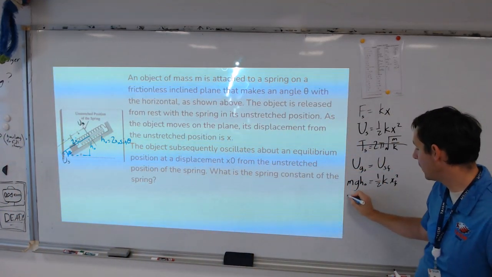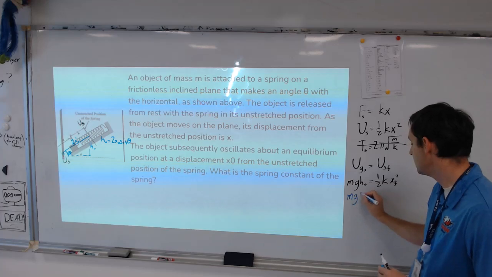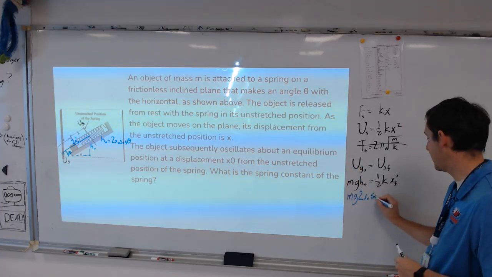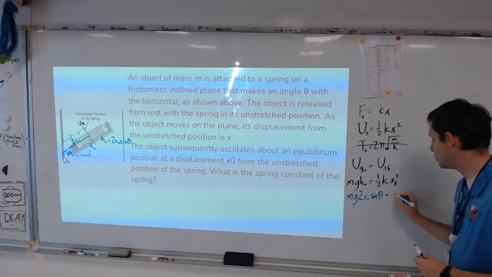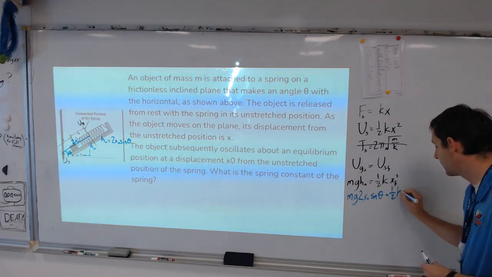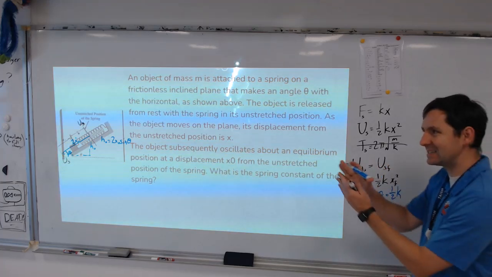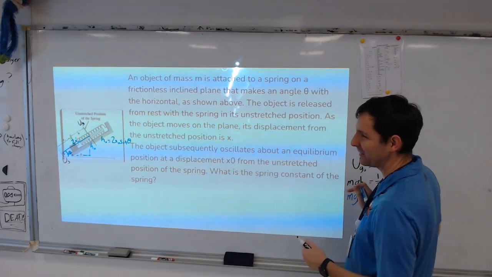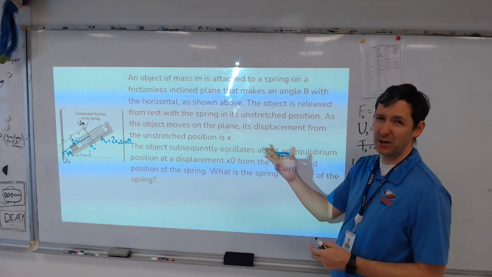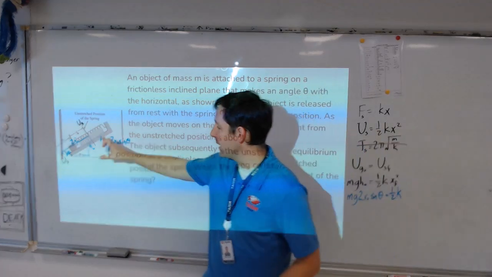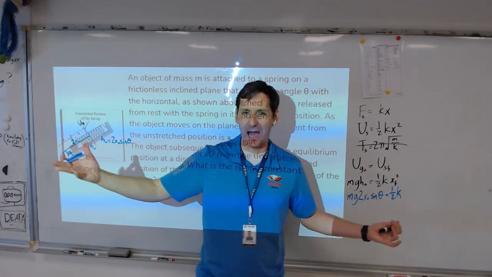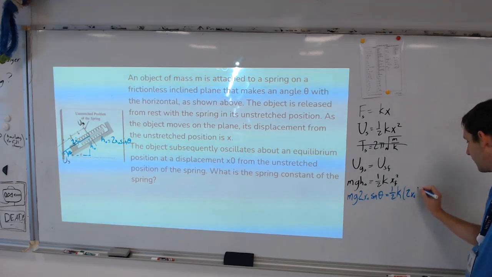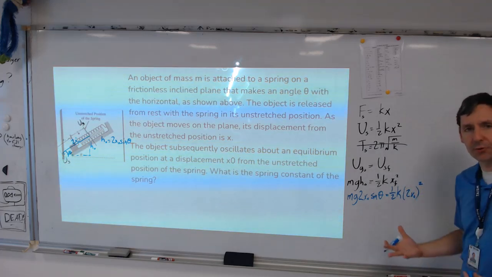And so I can go mg, the initial height, which is 2x naught sine theta, which is then equal to 1/2 k, and then the x is how far it's been stretched when it gets to that final position. This is the one that actually initially caught me as I put x naught in there. But from here, it's 2x naught. And so we put 2x naught in there. And then we work through it, right?